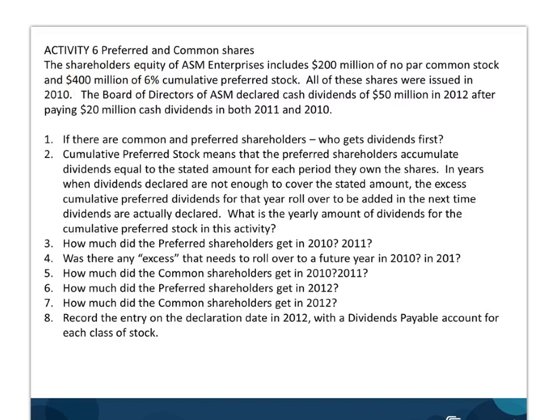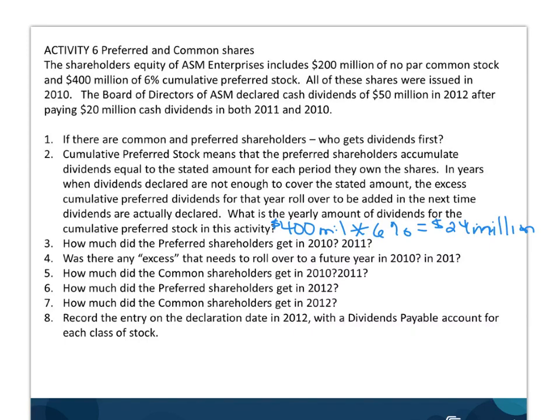So what is the yearly amount of dividends for that? For these preferred shareholders, we would say 400 million times 6% equals 24 million. Okay, so every year, the preferred shareholders, obviously not a piece, but in total are entitled to 24 million in dividends.